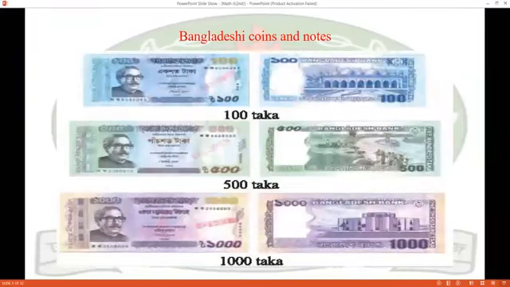This is the first one, both sides of the 100 taka note, second one the 500 taka note, and third one the 1000 taka note, both sides. These notes are available in Bangladesh, and we use these types of notes daily for our transactions.